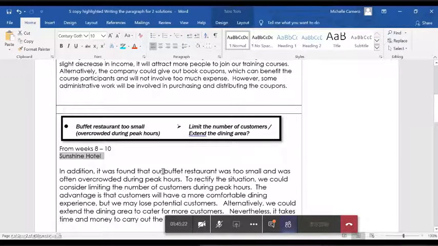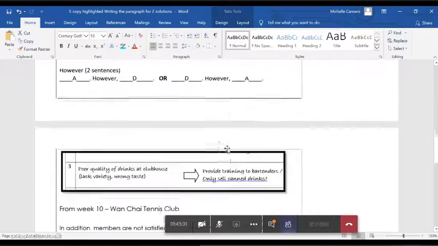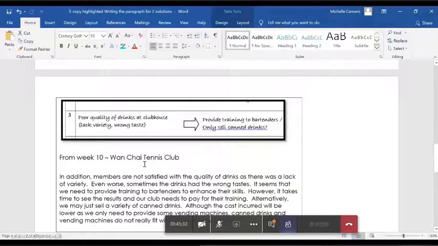For Sunshine Hotel, the 2 solutions, remember, were limit the number of customers, that's solution 1. Solution 2, extend the dining area. Okay, for the next one we have, this is from Wan Chai Tennis Club. So this was our previous class before the holiday. So this one was provide training to bartenders. That's solution 1. Solution 2, only sell canned drinks.